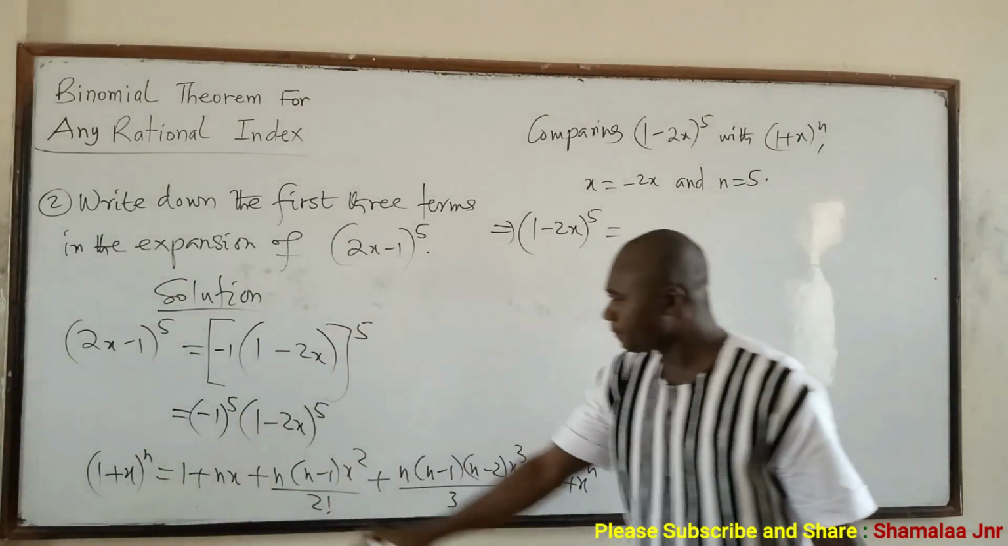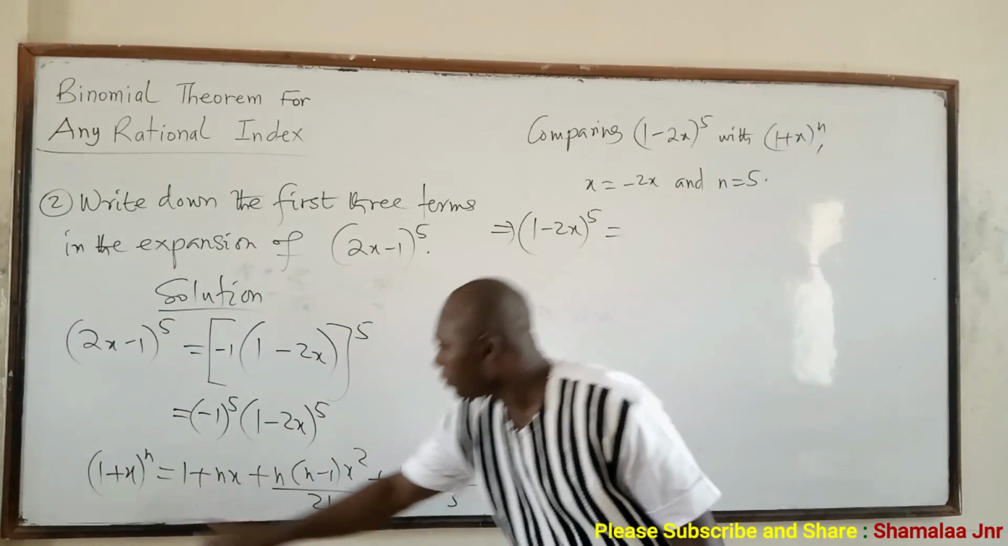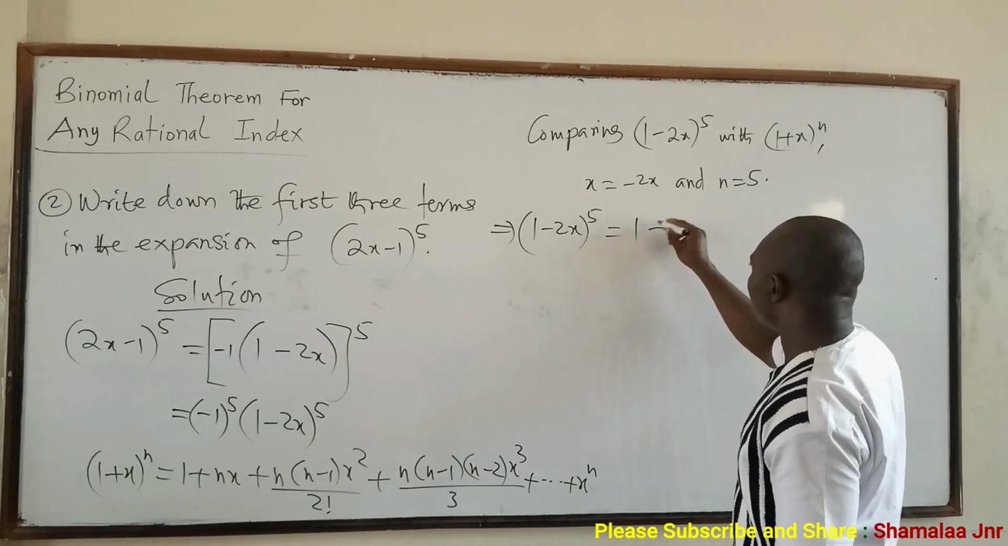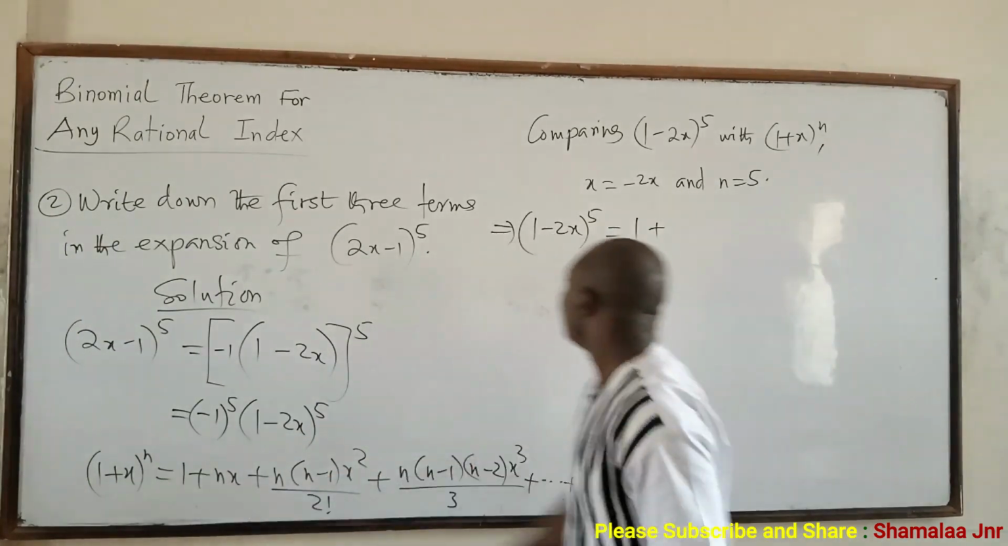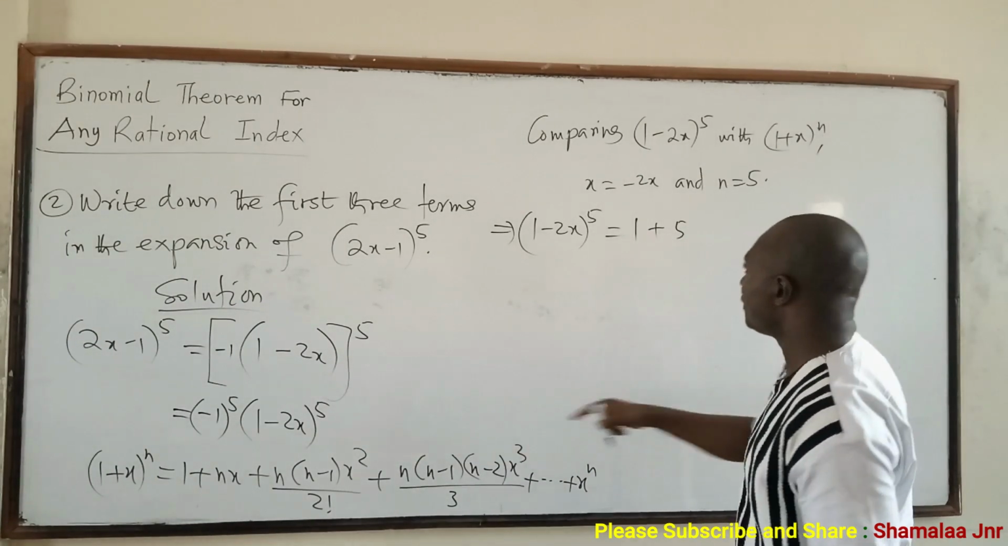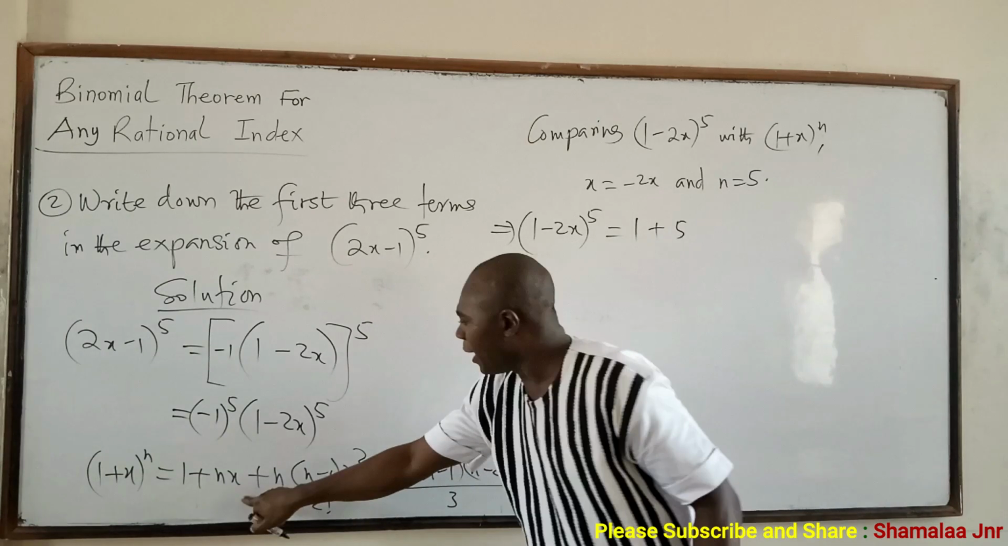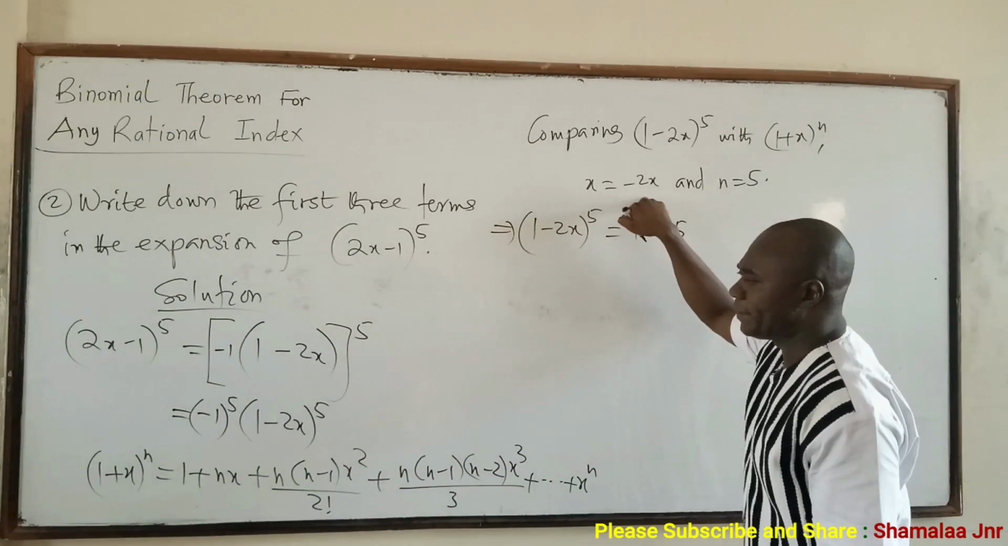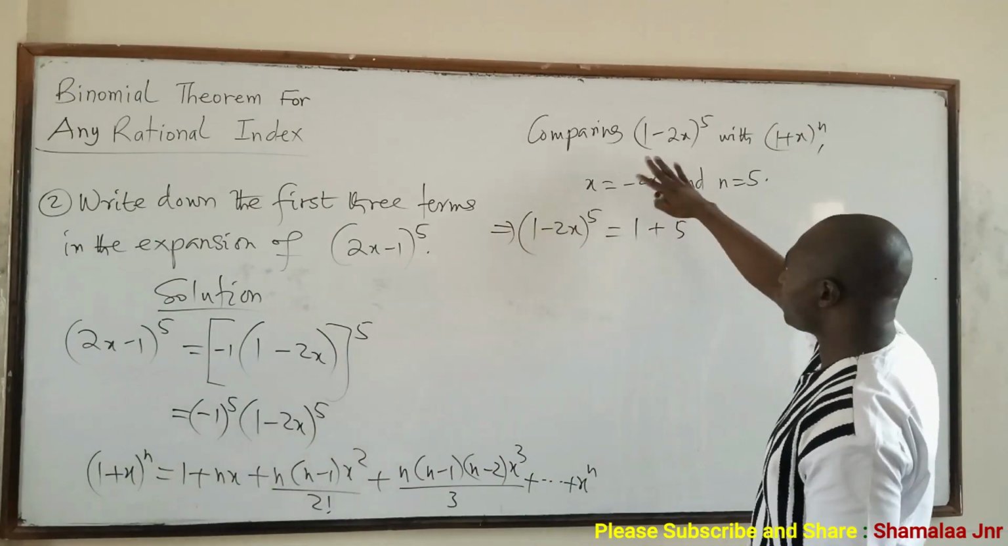So this implies that (1 minus 2x) all raised to the power 5 is equal to, we are going to use the formula. And the formula says you should write 1. So you write 1. And then n. Don't forget our n is what? 5. So 5 times x. And this x is now -2x. That's why you have to compare.